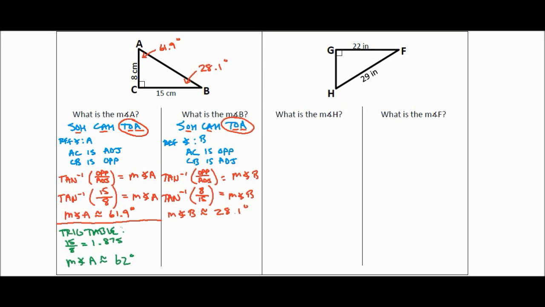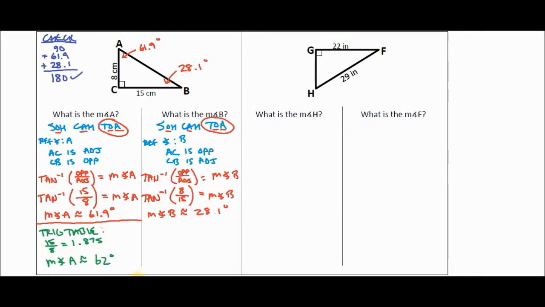Let's check and see if our work is accurate. We know these angles have to add up to 180. So let's go ahead and do a check of our work. 90, there's our 90-degree angle at C. 90 plus 61.9 plus 28.1. Put that in your calculator, you will get exactly 180 degrees. Everything looks good. All right, let's do one more example.